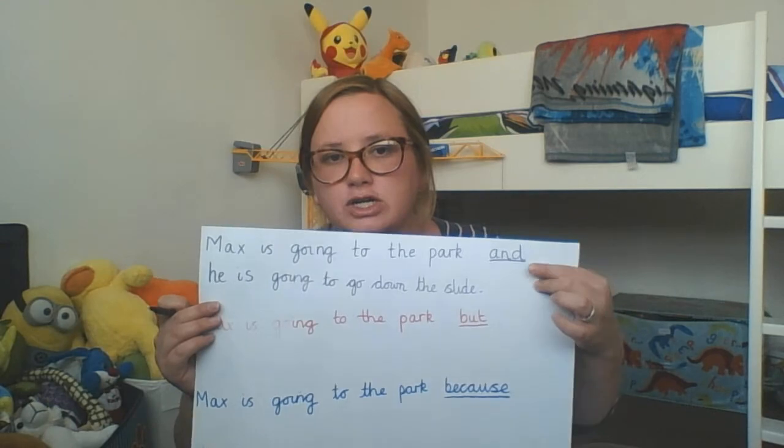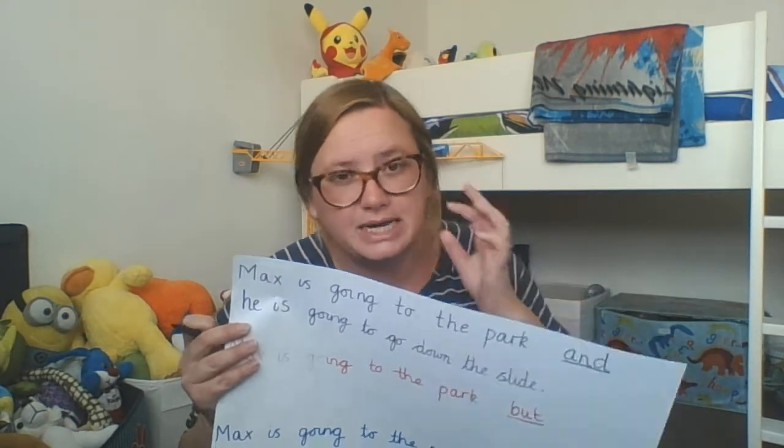Okay, so I've used the conjunction and. I've added extra details and information to my sentence, which is really important because when people read your writing, the more information you give us by using your conjunctions, the more interesting it is to read. Okay? Okay, let's have a look at our next conjunction then.